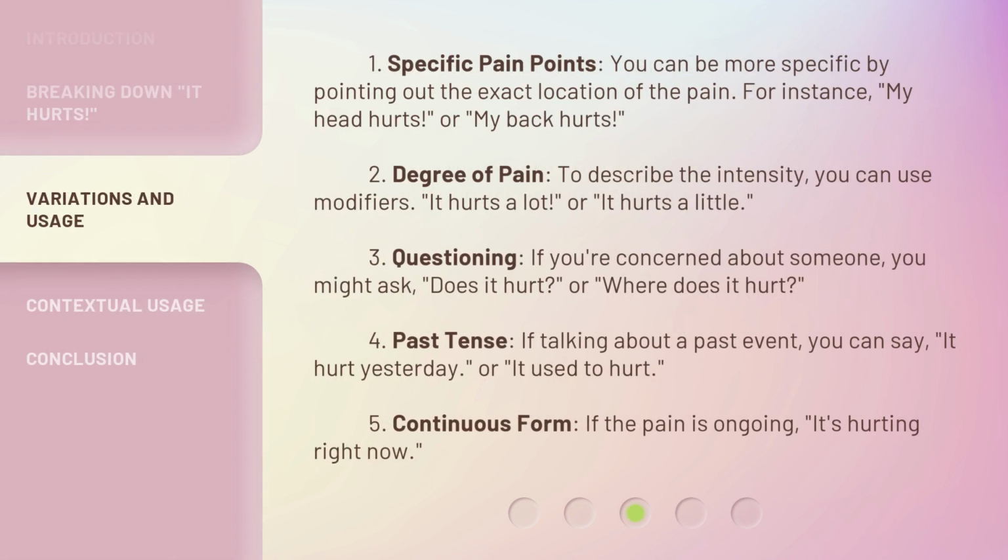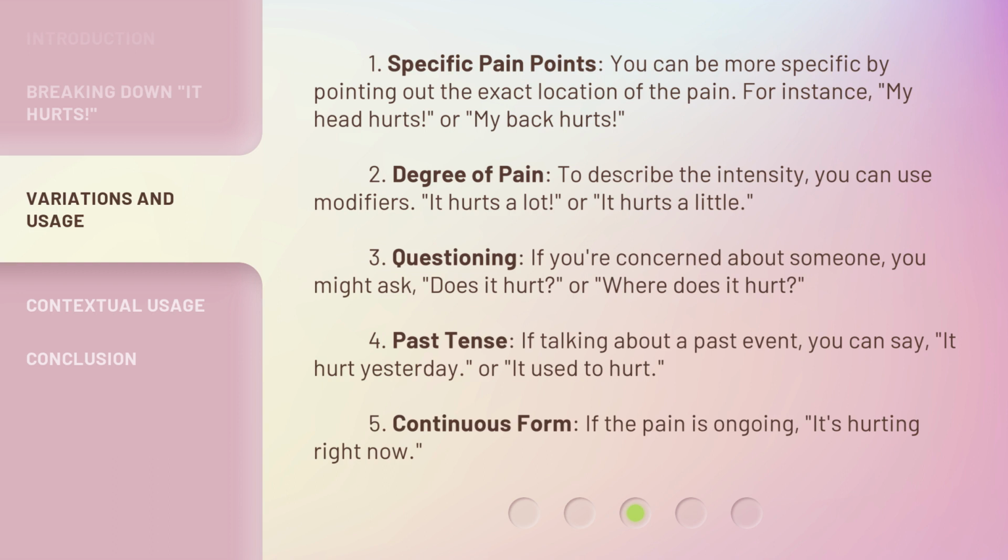1. Specific pain points. You can be more specific by pointing out the exact location of the pain. For instance, "my head hurts," or "my back hurts." 2. Degree of pain. To describe the intensity, you can use modifiers. "It hurts a lot," or "it hurts a little." 3. Questioning. If you're concerned about someone, you might ask, "does it hurt?" Or, "where does it hurt?"